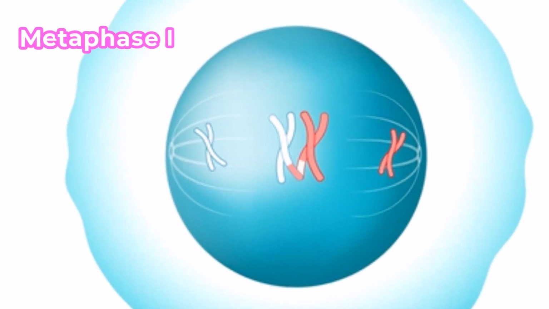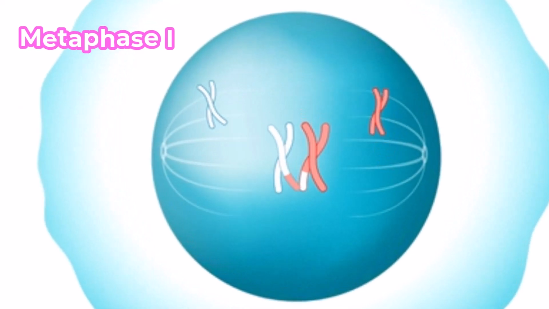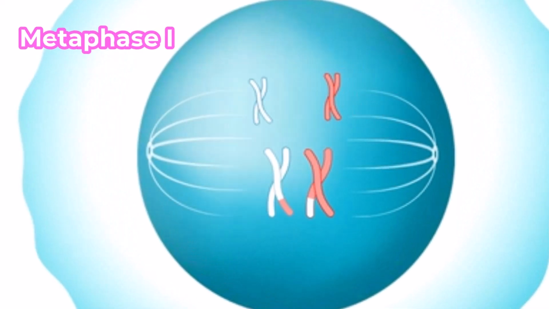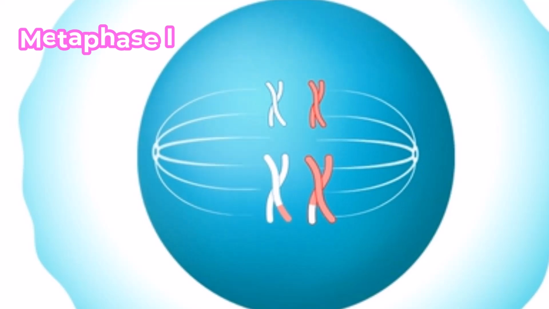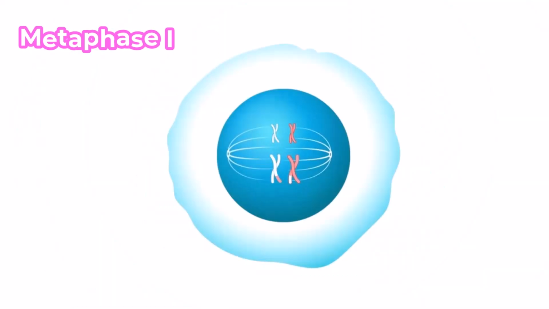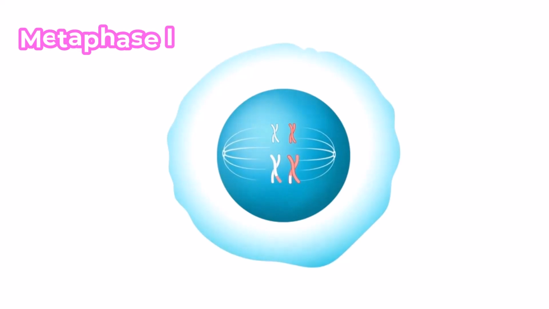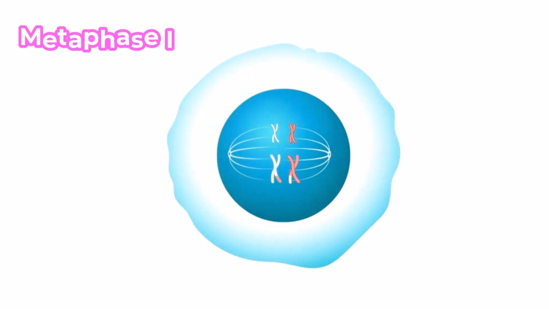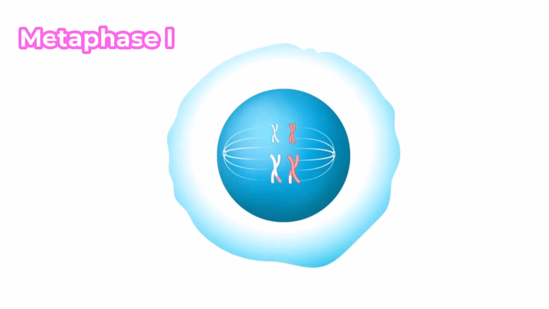In metaphase 1, homologous chromosomes are aligned at the metaphase plate, which is located roughly in the midline of the cell. The homologous chromosomes are arranged with the kinetochores facing opposite poles. Each homologous pair is oriented randomly at the equator. This increases genetic diversity because each gamete will only end up with one homologous chromosome.